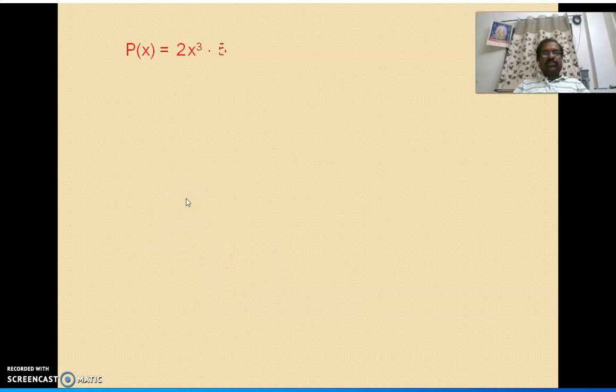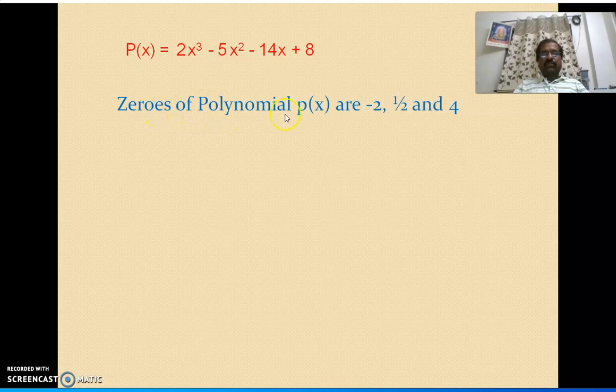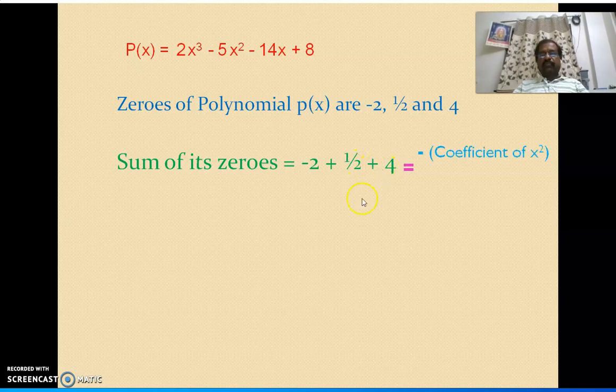P of x is equal to 2x cube minus 5x square minus 14x plus 8. This is the cubic polynomial. Now the relation: zeros of the polynomial are minus 2, 1 by 2 and 4. So the sum of its zeros, minus 2 plus 1 by 2 plus 4, is equal to minus coefficient of x square by coefficient of x cube. Previously, in a quadratic polynomial, it was minus coefficient of x by coefficient of x square.